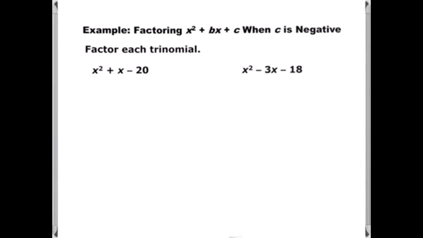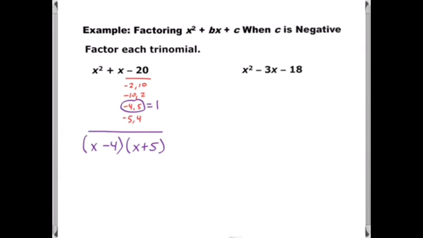So here we've got x squared plus x minus 20. We're looking for the factors of negative 20 that add up to be positive 1. So remember, one has to be positive, one has to be negative. 1 and negative 20 don't really work here, so let's start a little farther down. Let's say negative 2 and 10, negative 10 and 2, negative 4 and 5, and negative 5 and 4. Of these, we're looking for the ones that add up to be a positive 1. So that would be negative 4 and 5. And so we go ahead and factor this out. We've got x minus 4 and x plus 5.